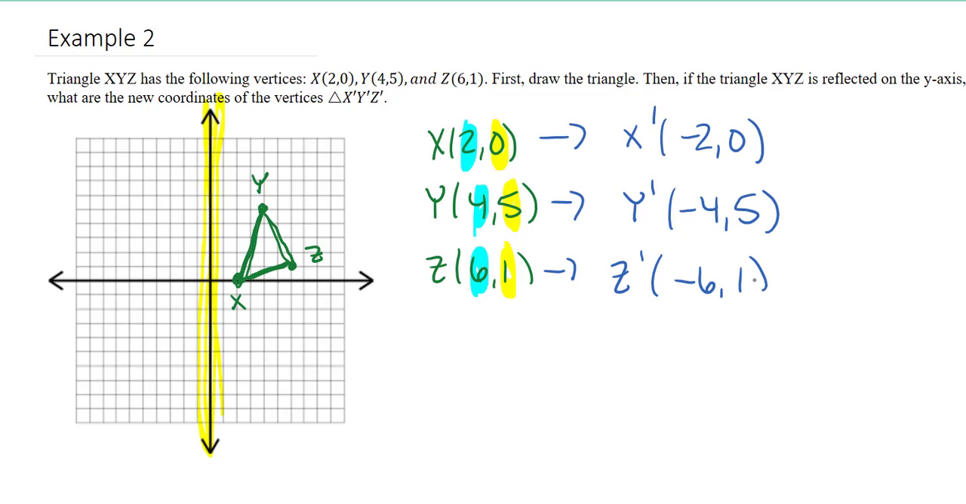So let's just go ahead and plot that. Negative 2, 0. We plot right there. That's x prime. Y prime is negative 4, 5, so negative 4, up 5. Then z prime is negative 6, 1. And then we can go ahead and close the triangle.